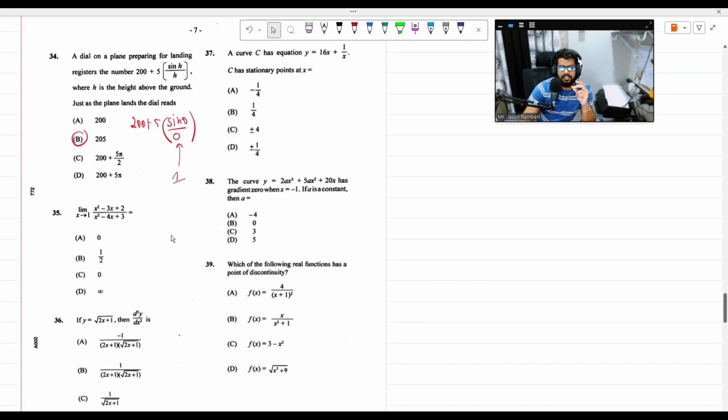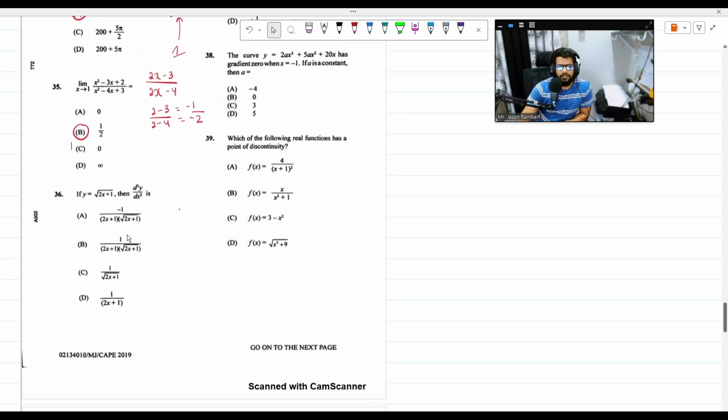Alright, let me check and see if this is indeterminate. 1 take away 4 is 3. Sorry, minus 3. Minus 3 plus 3 is 0. So this is indeed indeterminate. L'Hopital. 2x minus 3 over 2x minus 4. As x tends to 1, I'll get 2 take away 3, which is minus 1, and 2 take away 4, which is minus 2, which is going to give me a half.